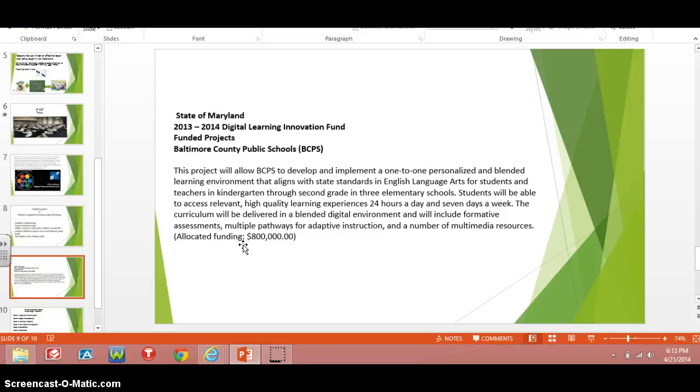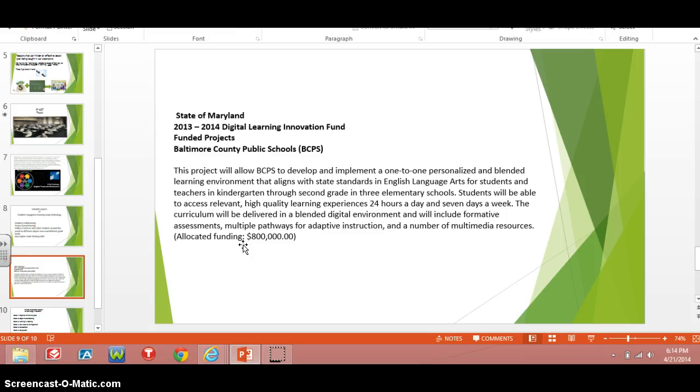The state of Maryland, in reference to getting the funding that's needed to put the necessary technology in the classrooms, has implemented a one-to-one personalized and blended learning environment that aligns with the state standards in English language arts for students and teachers in kindergarten through second grade in 3 elementary schools.